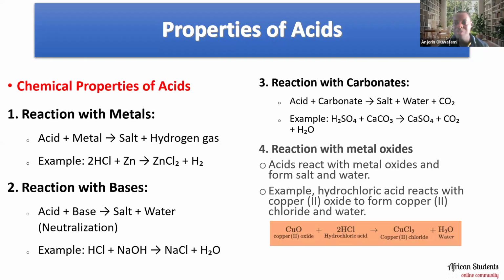Also, we have reaction with metal oxides. When acid reacts with metal oxide, they will form salts and water. Example is when we have hydrochloric acid reacting with copper-2 oxide to form copper-2 chloride and water. So a very typical example is what I've stated there. You have copper-2 oxide reacting with hydrochloric acid, and it gives us copper-2 chloride, and then water is also produced as a product. So these are some of the chemical properties of acids.